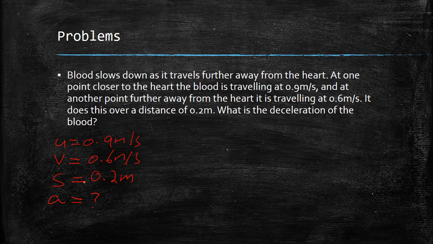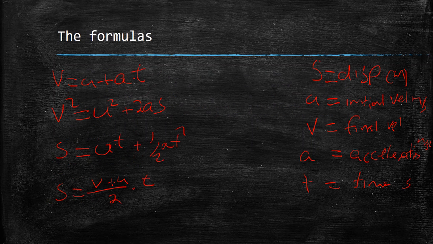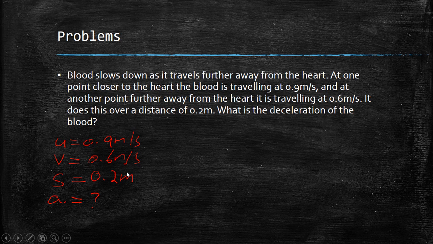Now, can you figure out which equation you'd have to use in order to solve this? Well, let's go back. So we have V, we have U, we have S, and we're trying to find A. And so that looks like we can use this one here. We have V, U, S, and we're trying to find A. Alright, so let's just write it out again.